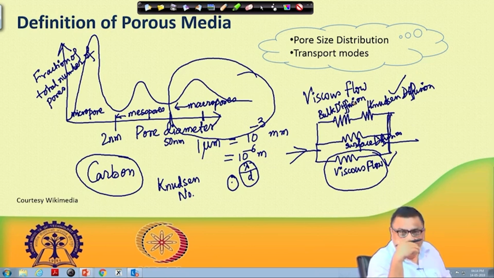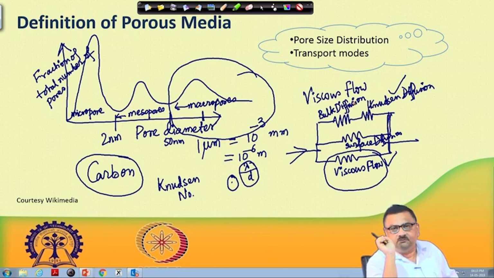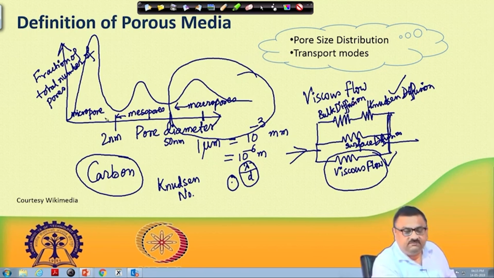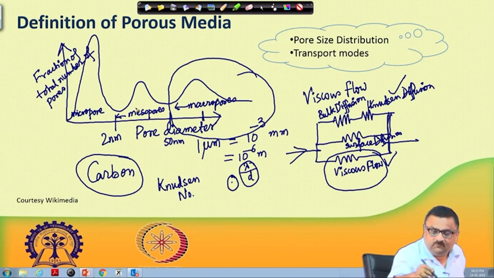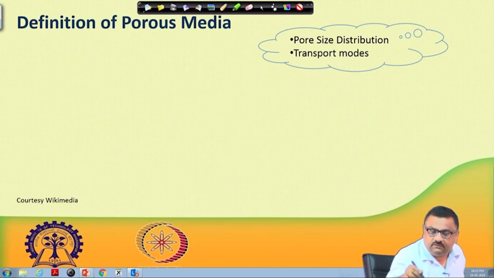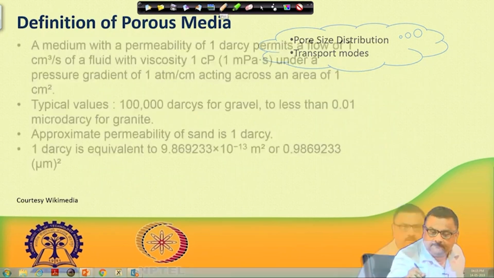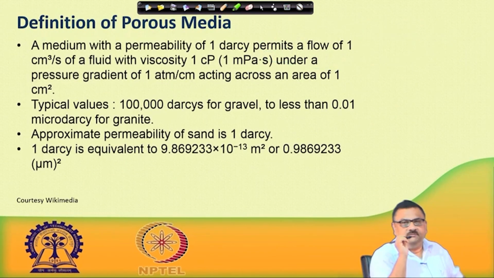Though we discussed this viscous flow, though we talked about Darcy's law and the cause and effect and pressure gradient, just be aware that there are other transport modes available, and there could be a combination of transport modes. Of course, it depends on what pore size distribution you are working with. So, with this understanding, now let us see what we have next. We talked about this permeability.